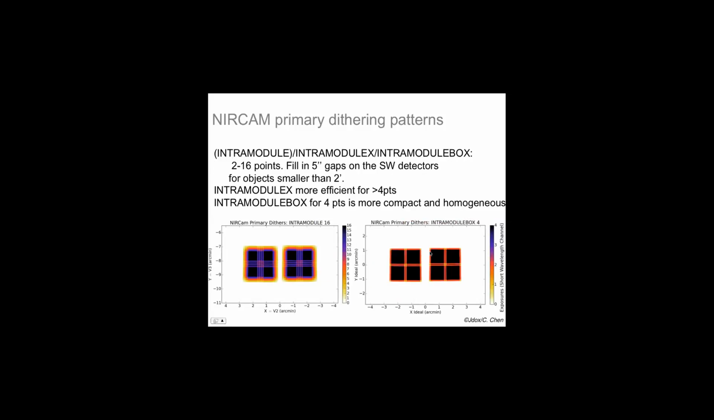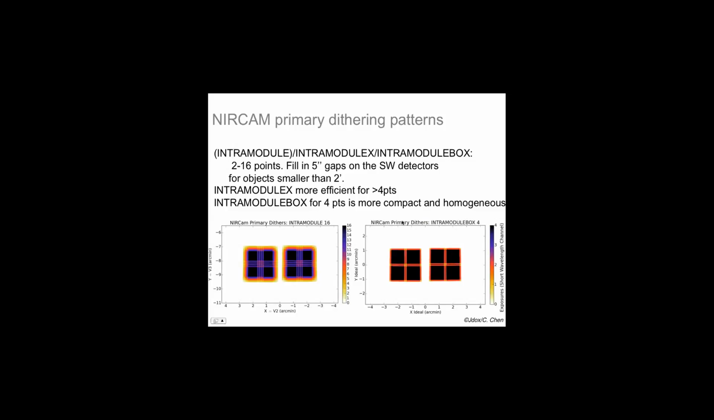On the contrary, if you observe a smaller target that fits into a single module, so less than 2 arc-minutes in diameter, you will have to use the intra-module dithering pattern, designed to fill in the gaps between the 4 SCAs in the blue channel of NIRCam. Very recently, the intra-module X and the intra-module box have been designed to be more efficient than the intra-module one. They exist with different points and they provide different coverage.